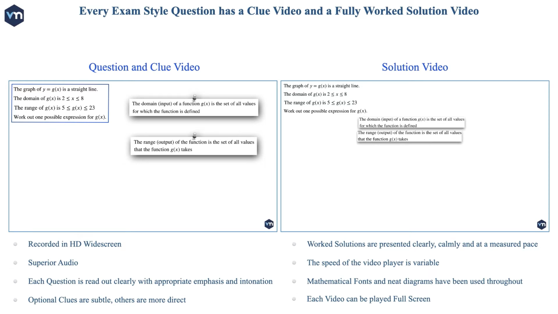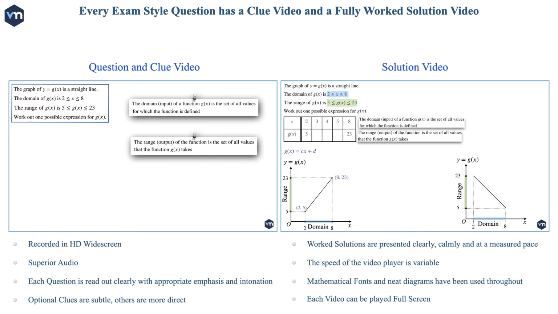Now we're told that the graph of y equals g of x is a straight line, and we're given the domain of g of x, which runs from 2 to 8, and the range, which runs from 5 to 23. And so these two sketches for straight lines are examples that would produce possible expressions for g of x. In the first example, we see that the line passes through (2, 5) and (8, 23).